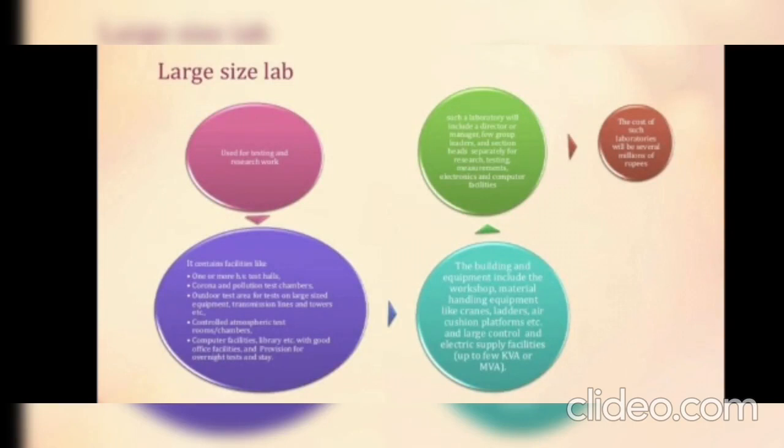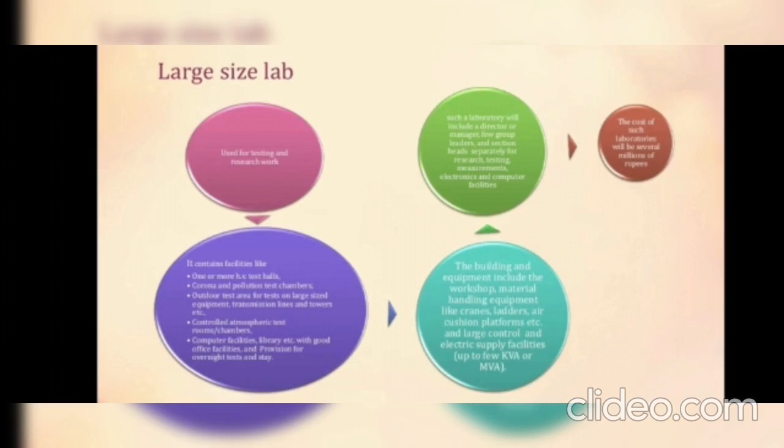Now I will be explaining the large high voltage lab. A high voltage lab is mainly used for research work and testing of equipment. Some of the many facilities that a high voltage lab provides are multiple test cells and chambers for corona and pollution test.